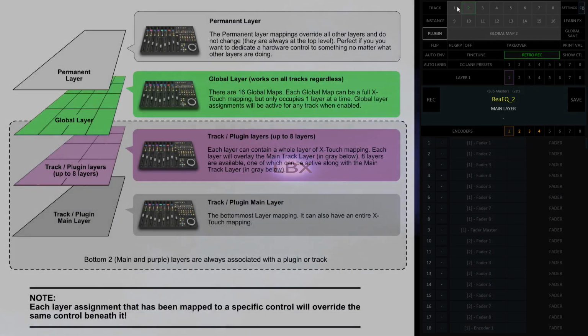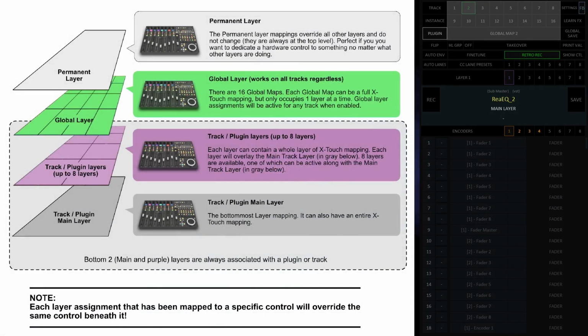Next, we have this section at the top here, which is the global layout section. These will basically activate global layouts, which overlay whatever's loaded on the focused layer, which are the bottom layers, the main layer and the layer above it. Then you have the global map layer, which will load up a global map which overlays whatever you've got loaded for the focused plugin or track.